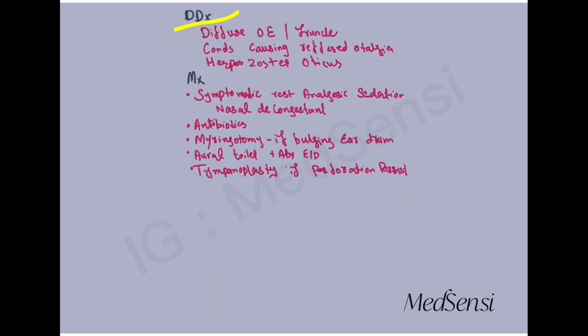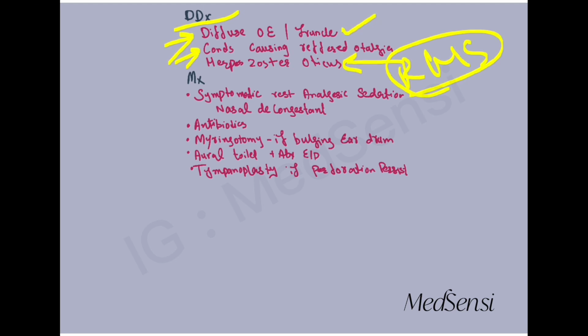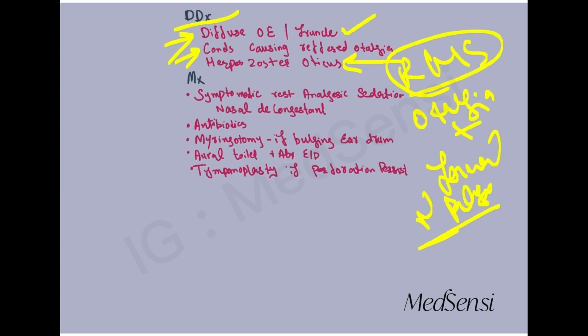The differential diagnoses of acute otitis media include diffuse otitis externa or furuncle, or boil, conditions which cause referred otalgia, and herpes zoster oticus. This also causes Ramsay-Hunt syndrome, in which there will be otalgia plus facial nerve palsy. This is called Ramsay-Hunt syndrome, and it is most common in immunocompromised patients in the later stage of their age, when their immunity goes down, most commonly in those who have a herpes zoster infection in adult age.